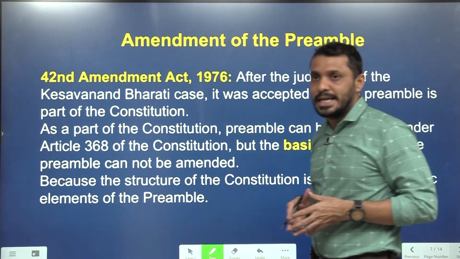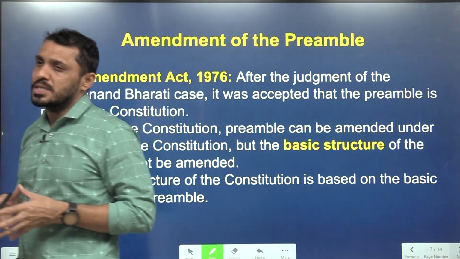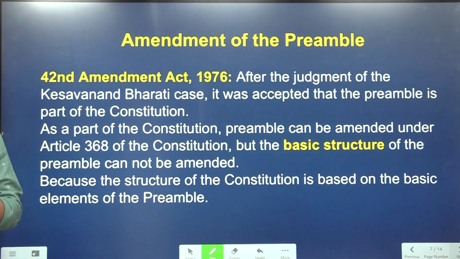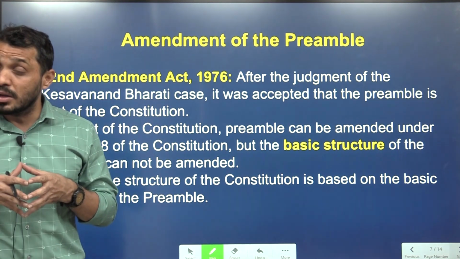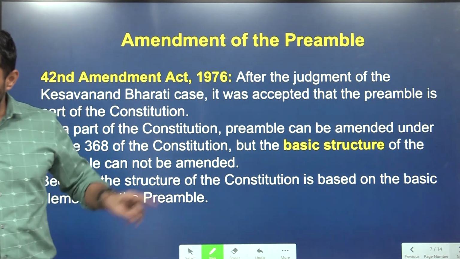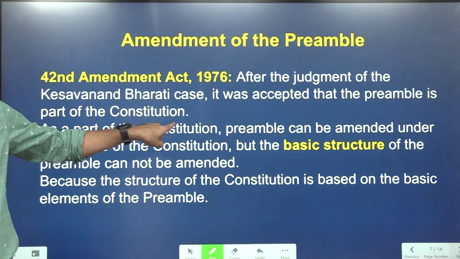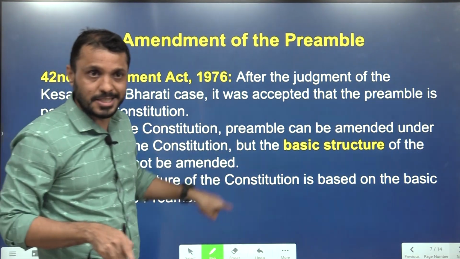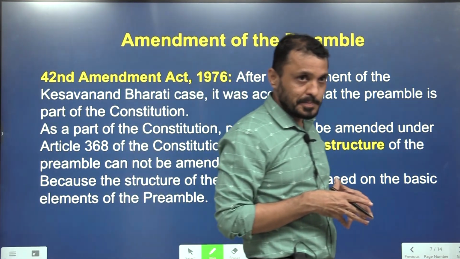Through the 42nd Amendment 1976. Actually, you have to remember, students, 1976 is a period where we are going through the emergency, and Indira Gandhi wanted to remind everyone that you should follow fundamental duties also. With the same amendment, we added the fundamental duties. Did you remember that? Through the same amendment, we added the fundamental duties.